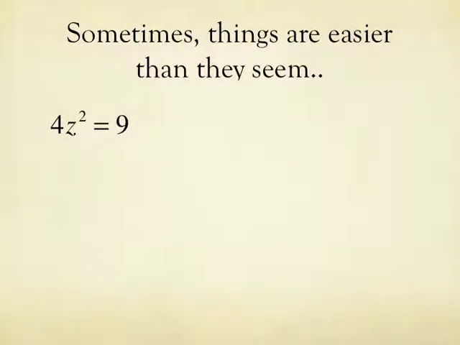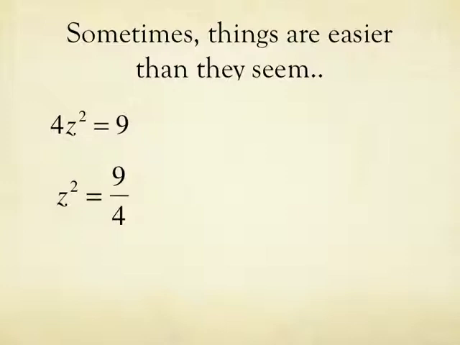Although it doesn't often happen in math, sometimes things are really easier than they seem. If I gave you this equation, 4z squared equals 9, and asked you to solve it, find the numbers I can plug in for z that make the left-hand side of the equation, 4z squared, be equal to 9, what might you do? Well, the first thing you might do is to get the squared thing, that is z squared, by itself. So you might divide both sides of the equation by 4.